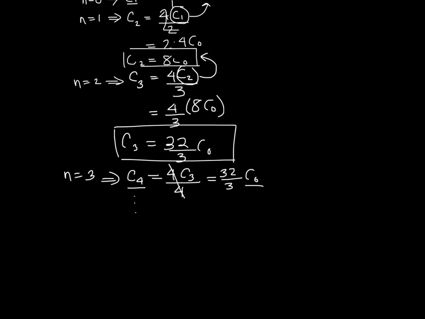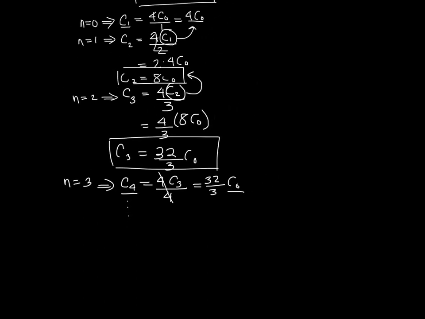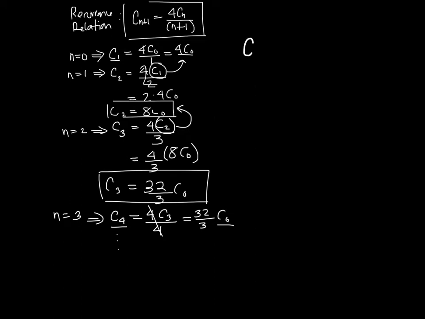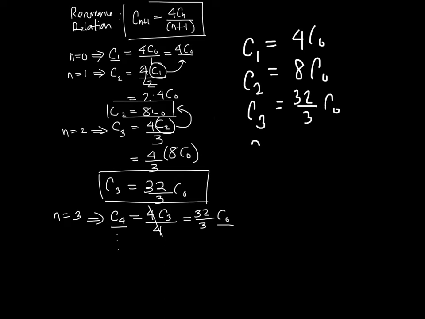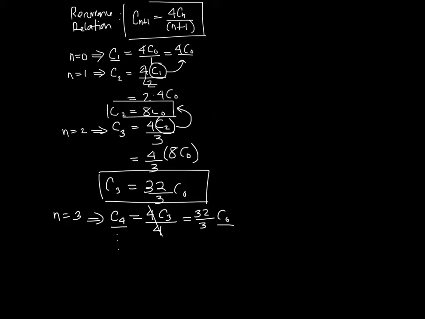Okay, so I'm going to go ahead and rewrite these guys, maybe on the side. Maybe sometimes it's easier to see the pattern here. So C1 is 4C0, C2 is 8C0, C3 is 32/3 C0, C4 is 32/3 C0 again, and again, if you want to find C5 and so forth. So here are my CNs. These guys are my CNs.